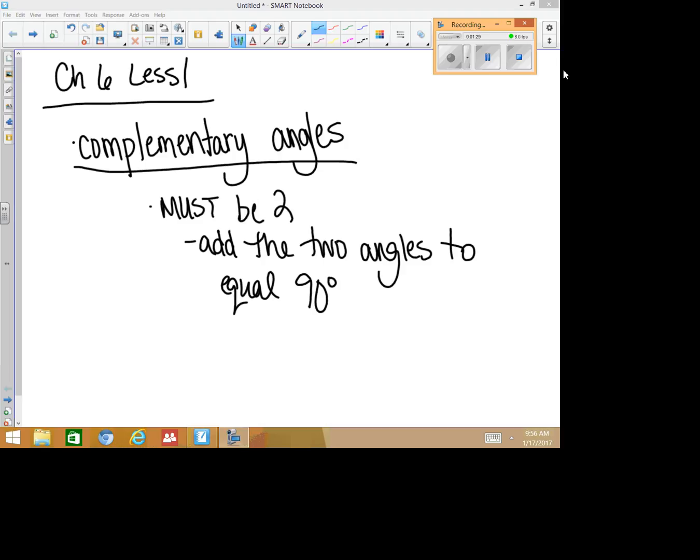So give me an example of something that equals 90 degrees. 45. Okay, so a 45-degree angle and then another 45-degree angle. It doesn't really look like 90. Okay, you have two angles, 1, 2. Those are complementary angles because when I put them together, they equal 90. Okay?